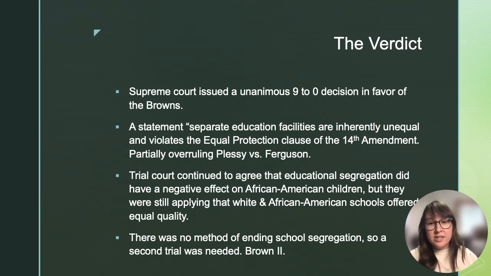But trial continued, and they did agree with the Browns that the educational segregation did have a negative effect on African American children, and they were still applying that the white and African American schools did offer equal quality. So there was no method of actually ending the school segregation, so a second Brown 2 trial was needed.